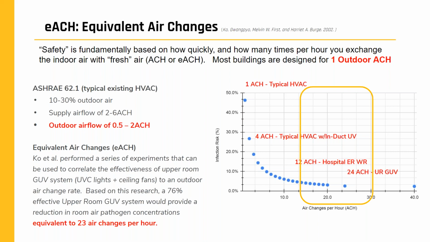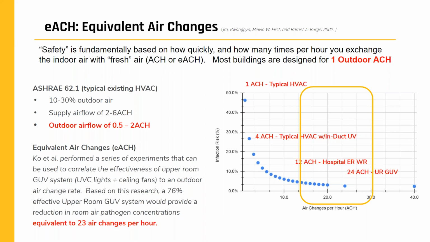As you can see on the bottom left of your screen, if I can install a highly effective disinfection system in the room, I can achieve what is more commonly design principles in healthcare facilities, such as a hospital ER waiting room, which is typically 12 ACH and no recirculation, and up to a hospital operating room, 24 ACH, no recirculation.